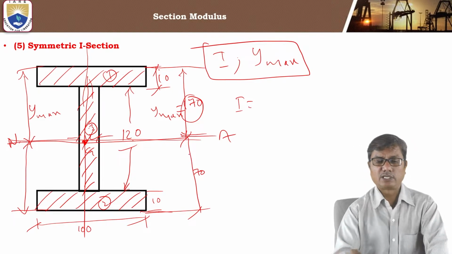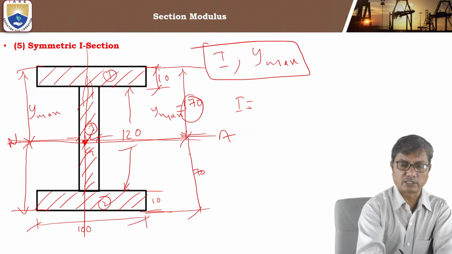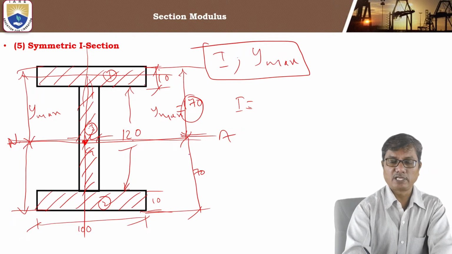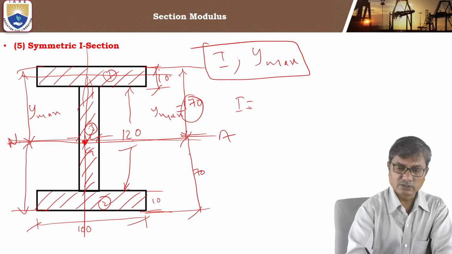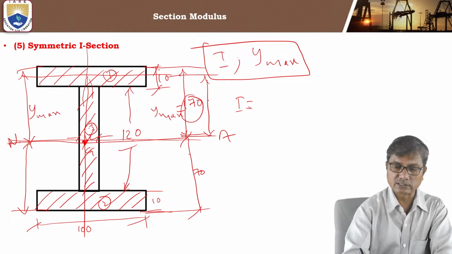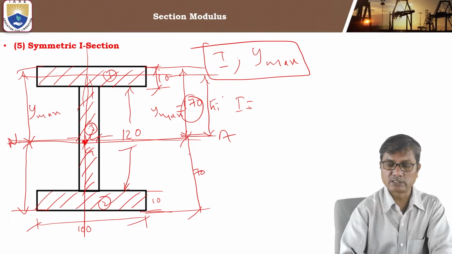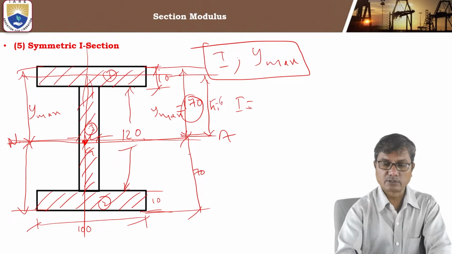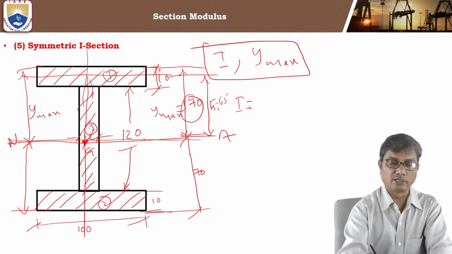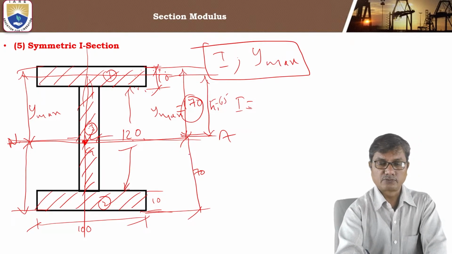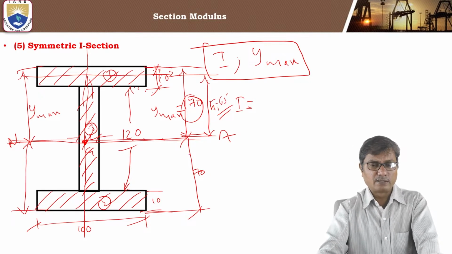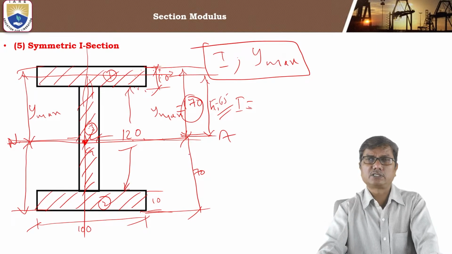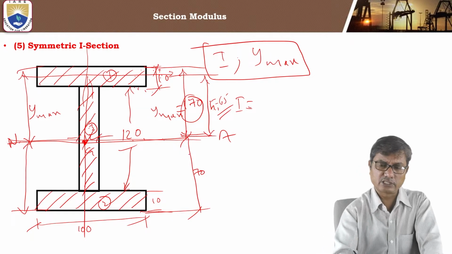For part 1, that is top flange, the moment of inertia about its own centroidal axis, because the centroid of top flange and centroid of the entire section are different. So the distance between these two centroidal axes is say h1. What is h1 here? It is 60 plus 5. The centroidal axis of this part lies at the middle, 5 mm from top. Remaining distance from neutral axis is 65. So the distance between the centroidal axis of part 1 and centroidal axis of the entire section is 65 mm.